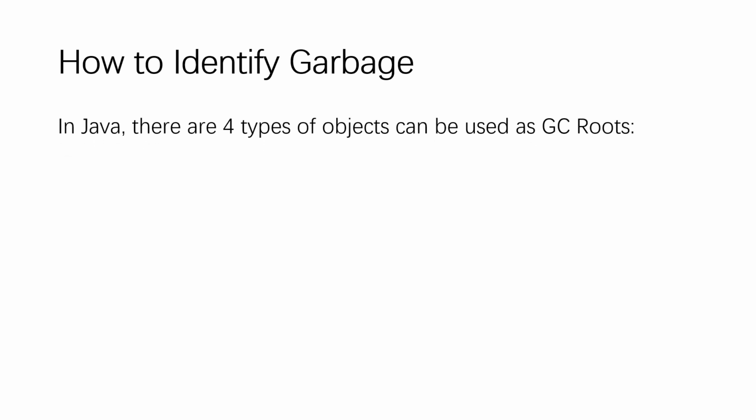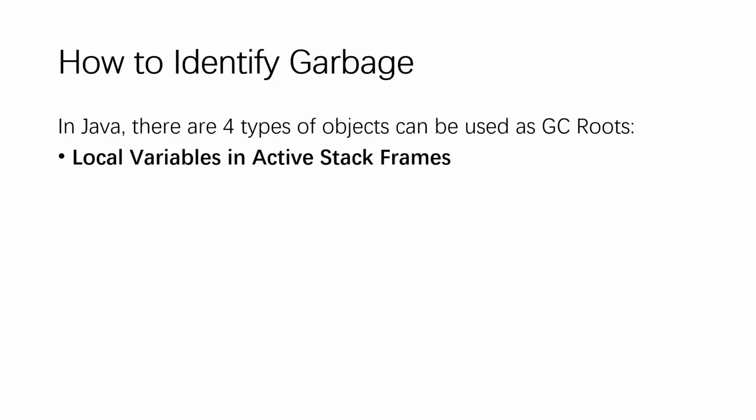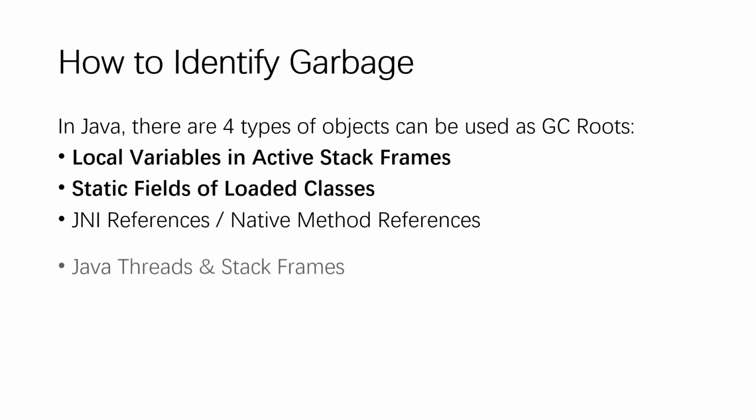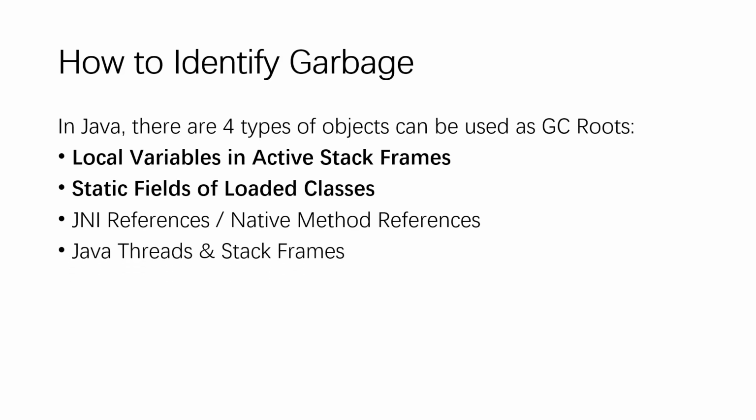In Java, there are four types of objects that can be used as GC roots: local variables in active stack frames, static fields of loaded classes, JNI references and native method references, and Java threads and stack frames.